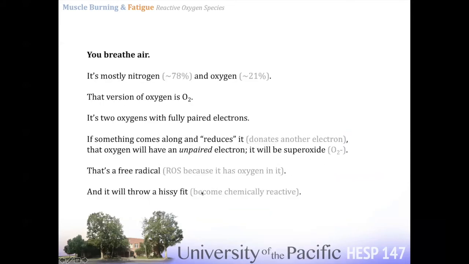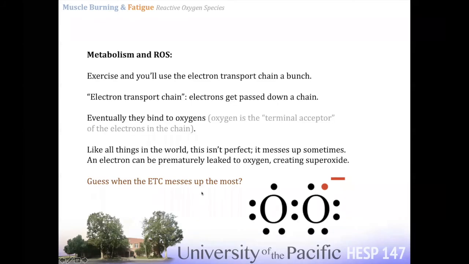And we're still skipping. Okay, so metabolism and reactive oxygen species. The electron transport chain, this is from 129, after the Krebs cycle, you get the electron transport chain. If you prematurely leak electrons, oxygen is that terminal acceptor, and you can get free radicals. You get superoxide there, and it's going to bounce around, messing up stuff, throwing a little hissy fit.